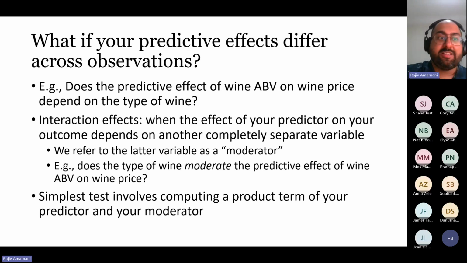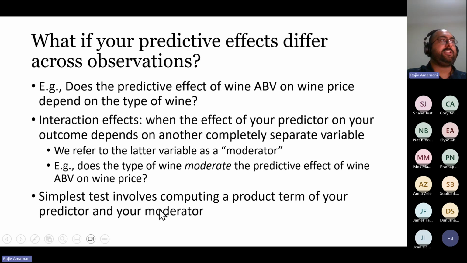We can test this. We can check for what's called an interaction effect. You can do this for your project. And if you were to do this, you wouldn't need a ton of predictors. Just 2 is enough to check for an interaction effect. Here, the idea is that the type of wine becomes something we call a moderator. It moderates the effect of ABV on price, where the effect of ABV on price depends on whether the wine is a red wine or a white wine.